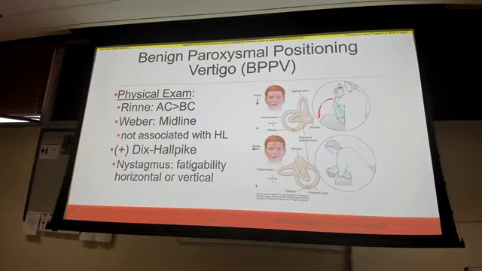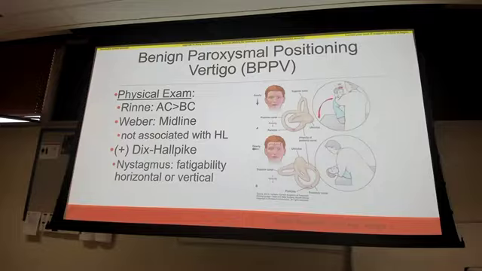All right, so our physical exam, we can do our Rinne test. It's going to be AC versus BC, that's normal. It can be indicative of sensorineural hearing loss, but these patients typically don't have sensorineural hearing loss. Weber would be midline, so when we do our Weber test, they will hear the sound equally in each ear. And then we'll have that positive Dix-Hallpike maneuver that we talked about.